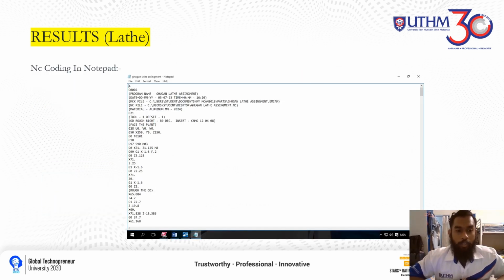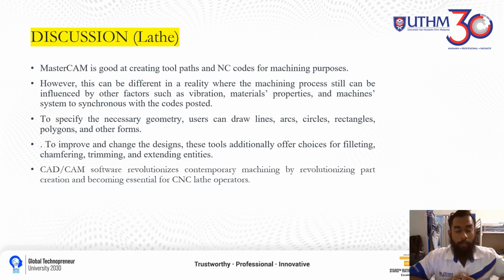And now we will continue on the result for the lathe. This is the NC coding in Notepad. And now we'll be looking at the discussion for the lathe.